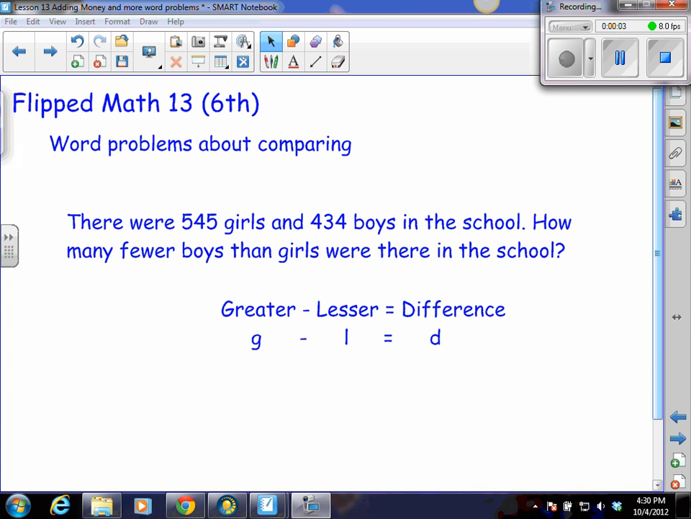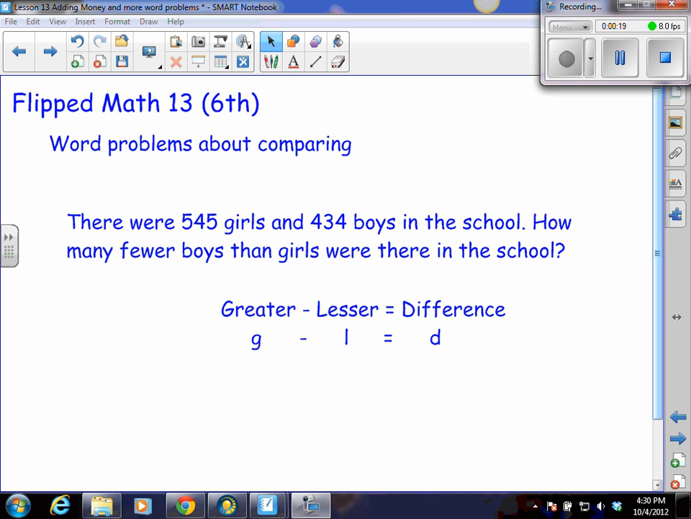Welcome to Flip Math Lesson 13 for the 6th grade. Today we're going to continue looking at word problems, and we're going to look at a few more formulas that we can use to help us find and solve word problems much easier.